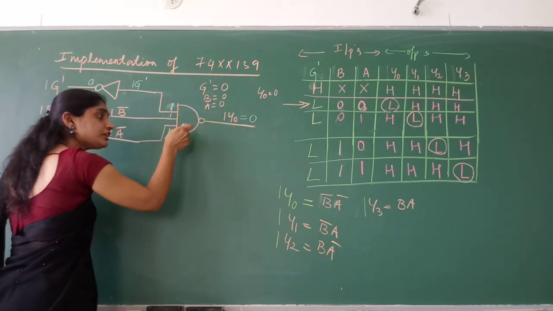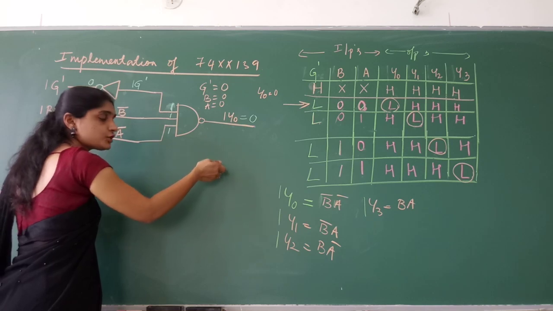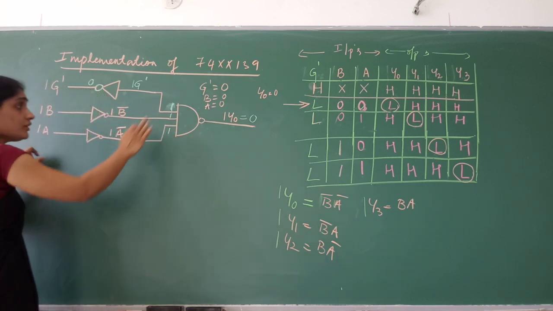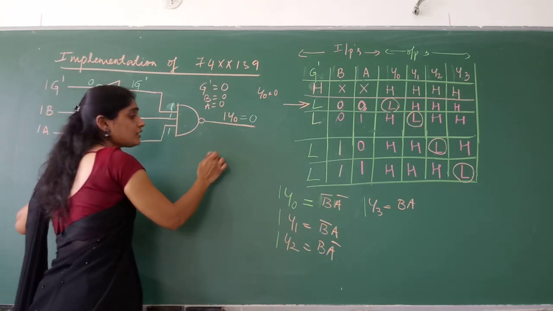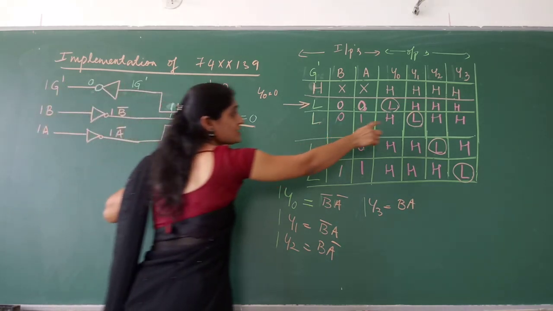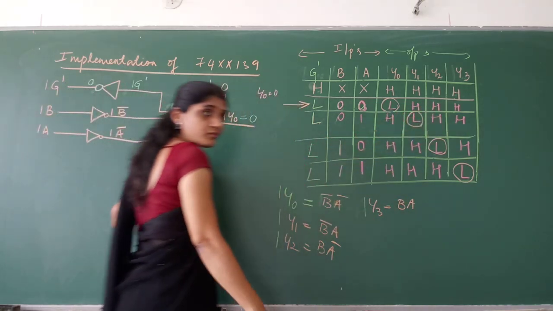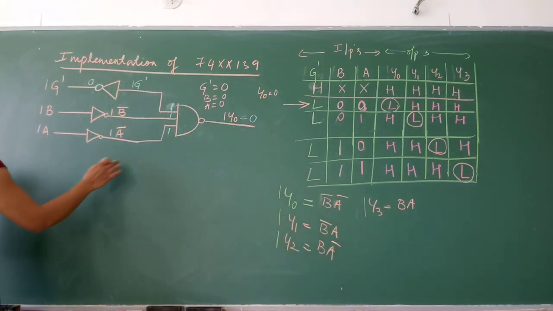For the same input, let us also check what Y1, Y2, Y3 are. Let me complete the circuit. For the same inputs, let us check. What output should I get for 1 by 1, 1 by 2, 1 by 3? I should get 1, 1, 1. Right? Let me check by completing the circuit.